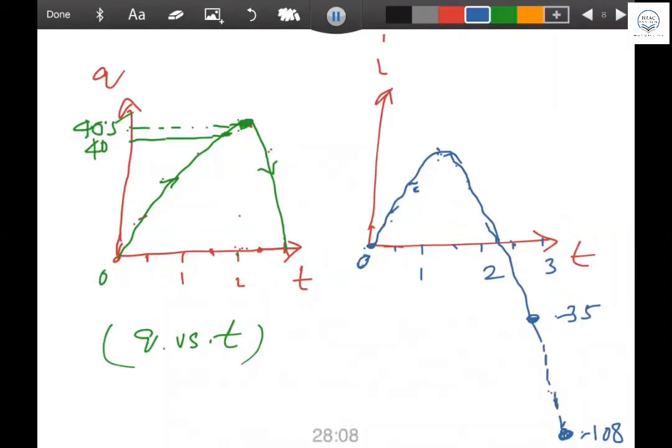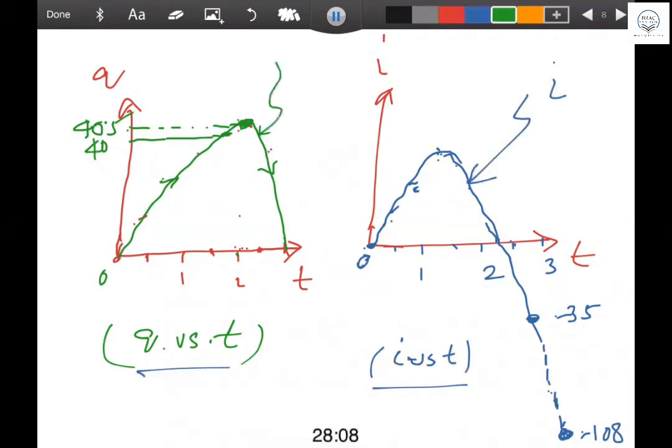This is your I versus T. Q versus T and I versus T. These are the 2 graphs you can have. This is your current curve, and this is your charge curve. So Q versus T, is it okay?